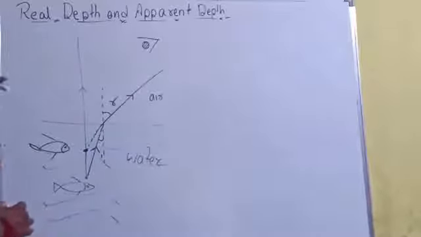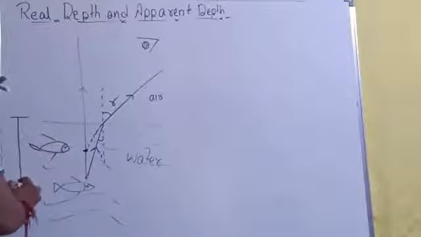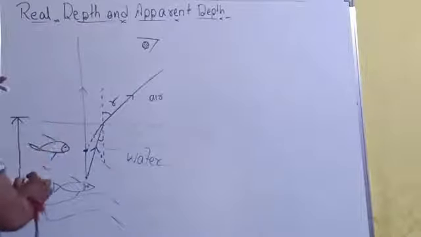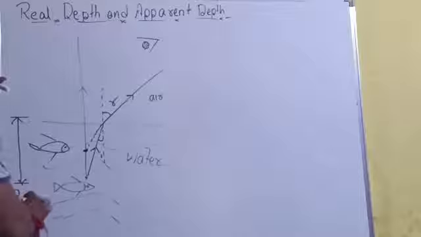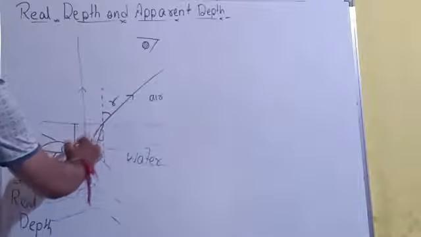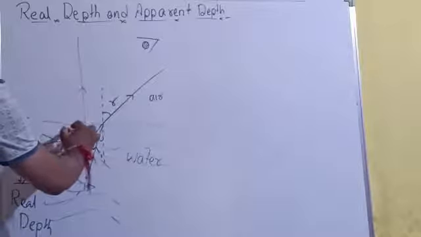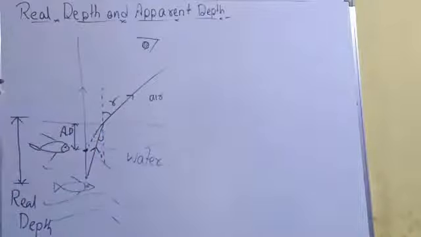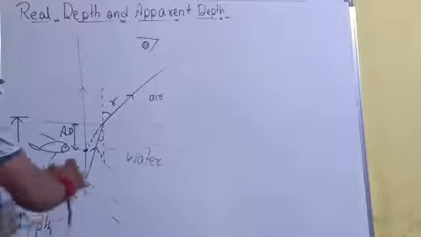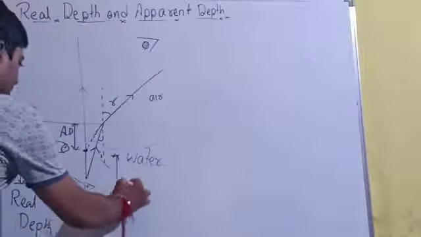You are seeing that the fish appears to you at this point. So what happened? What is the real depth of the fish? This is the real depth of the fish. But you are seeing the fish at this point. This is your apparent depth. The difference between both depths is the shift. How much it is shifted, this is known as the shift.